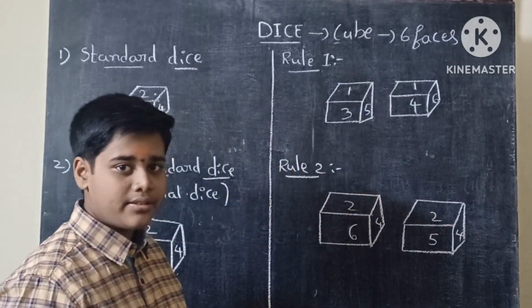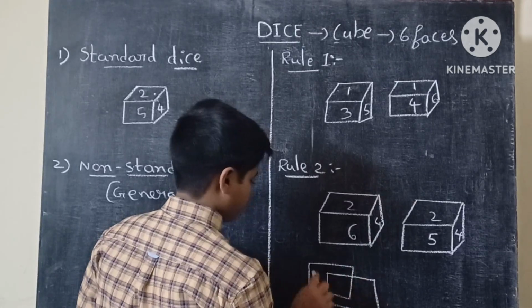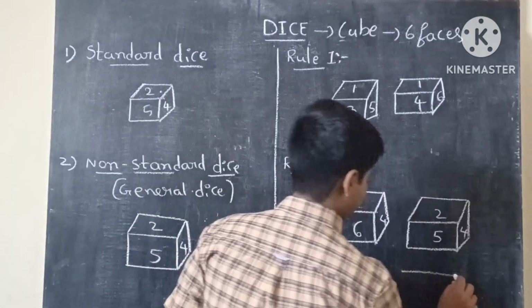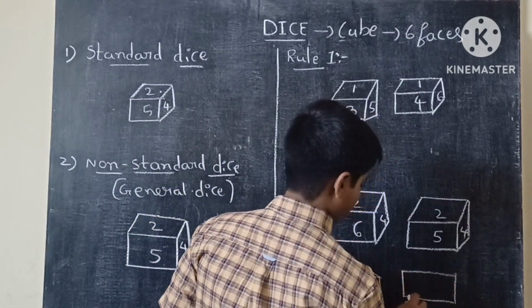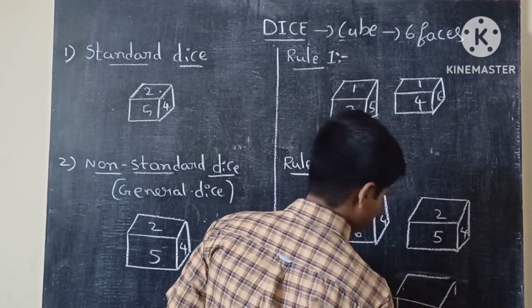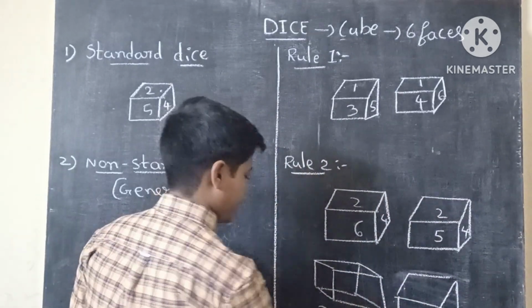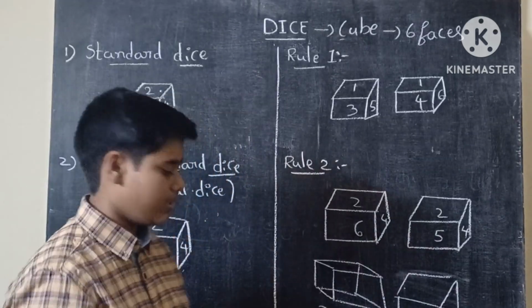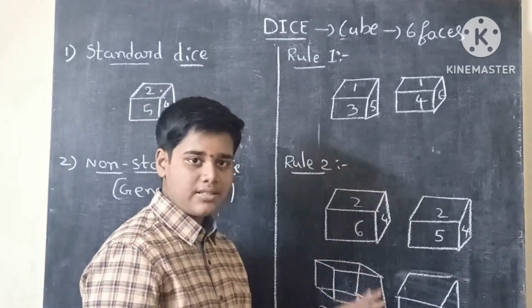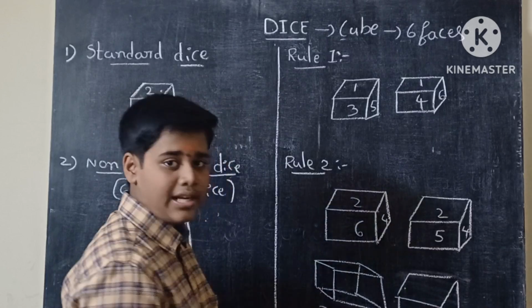In a 3D plane we can see all 6 faces. This is called a 3D plane, and a 2D plane means like this. This is known as a 2D plane. Here D means dimensional: 3-dimensional, 2-dimensional. In a 3D plane we can see all 6 faces, and in a 2D plane we can see only 3 faces.